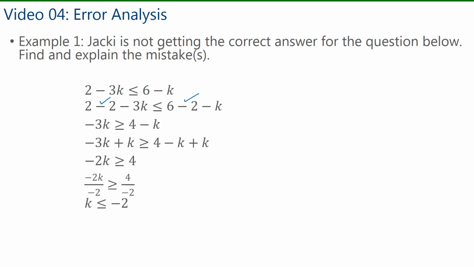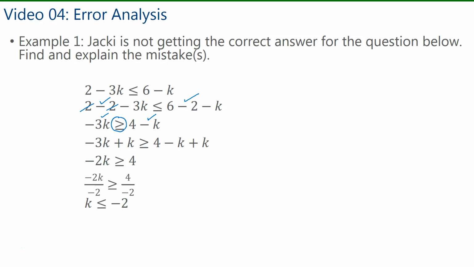So it looks like Jackie did the first step correctly. Now these 2's would cancel, leaving us with negative 3k on the left and 4 minus k on the right. Now it looks like she switched her inequality sign here. But you don't need to switch your inequality sign when you subtract 2 from both sides, only when you multiply or divide by a negative number. So I'll take note of that in a minute. I will continue on to see if there's any other errors.